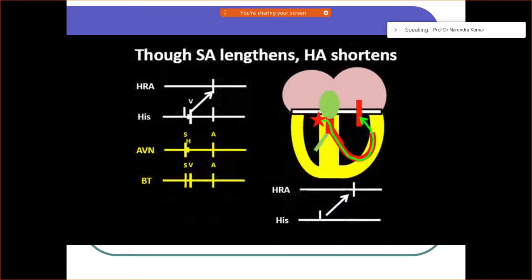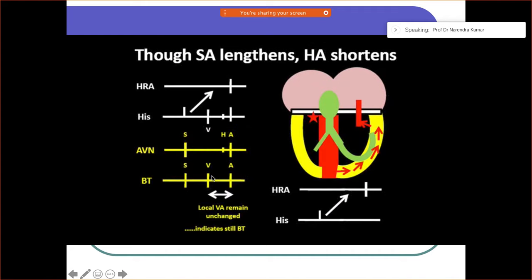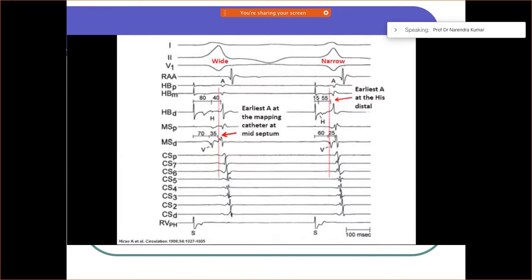So let me try to show you another beautiful animation with an ECG. Let's try to combine them. So what is happening over here? The SA lengthens, but the HA shortens. And now what is happening in this case is SA lengthens, but HA shortens. And this is what is happening over here.